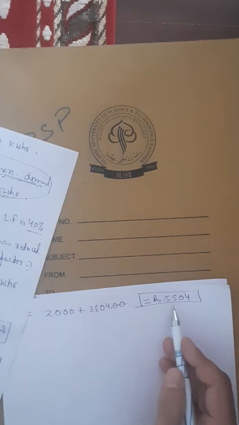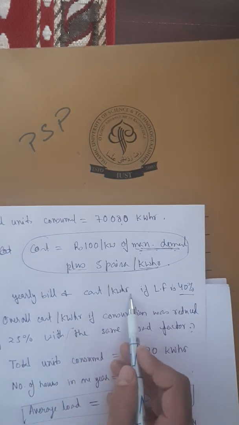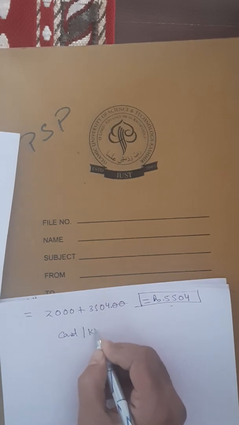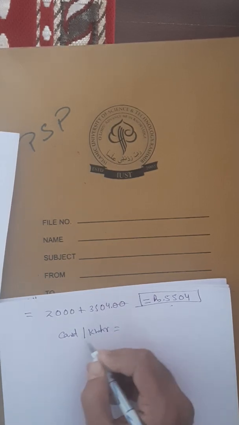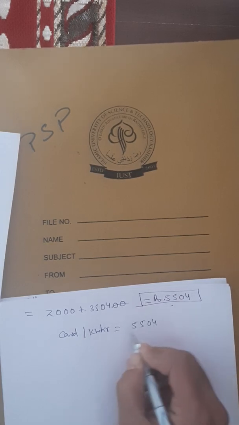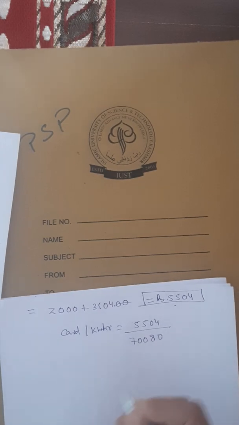So this is your yearly bill, which we have calculated. What is the second one? The cost per kilowatt hour. The cost per kilowatt hour will be total cost 5504 divided by total kilowatt hour 70080.